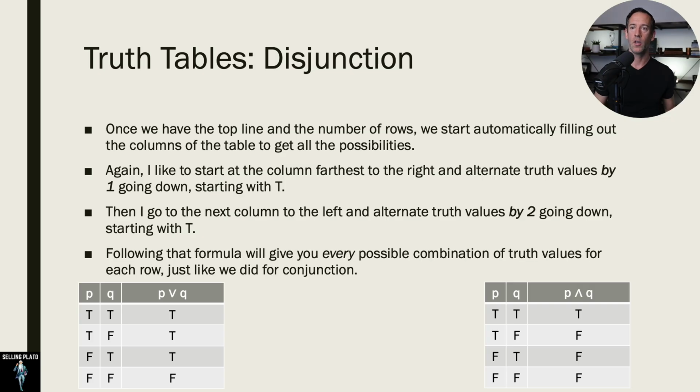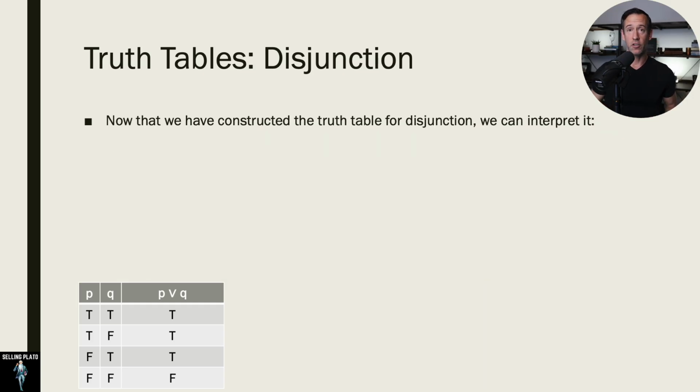All right? So following that formula that I've now described a couple of times, it's going to give you every possible combination of truth values for each row. Just like we did for conjunction, you can see the similarities there. All right, but you see the differences on the right-hand side. Disjunction means something different in propositional logic, obviously, than conjunction. All right, now that we have constructed the truth table for disjunction, there you see it, we can interpret it.